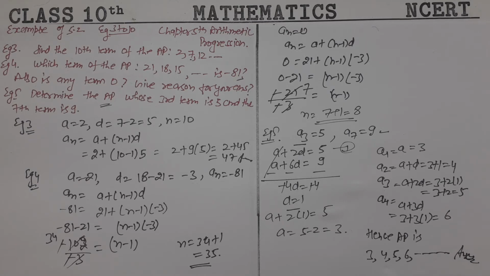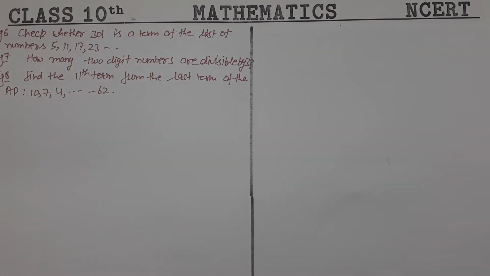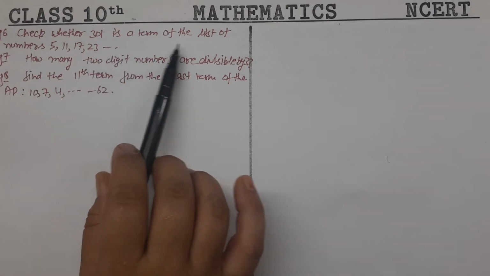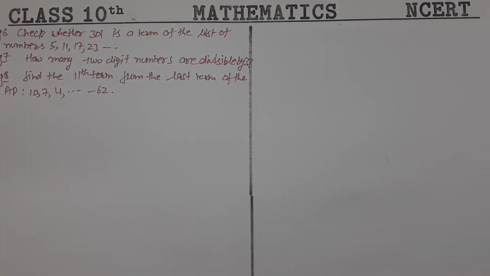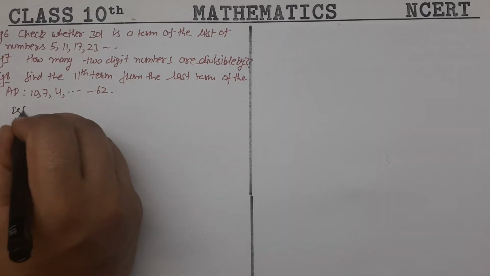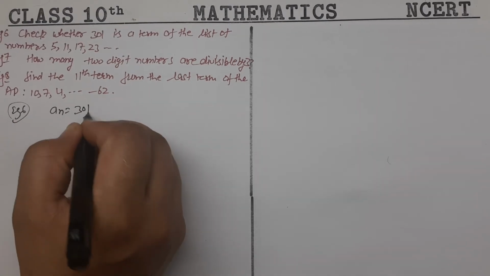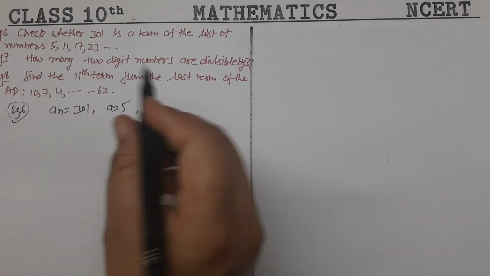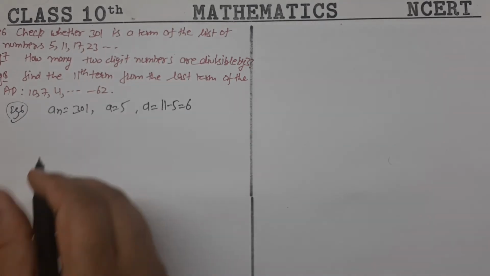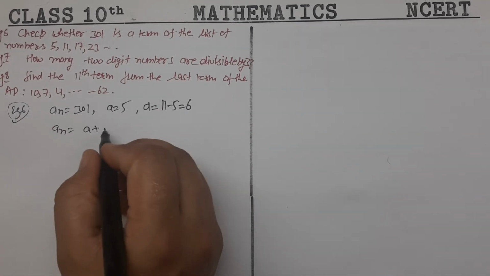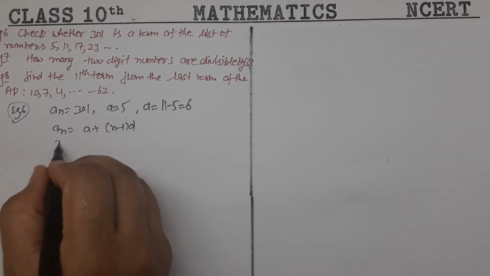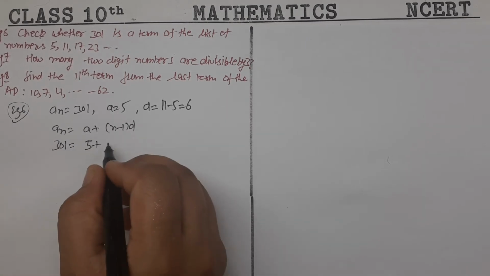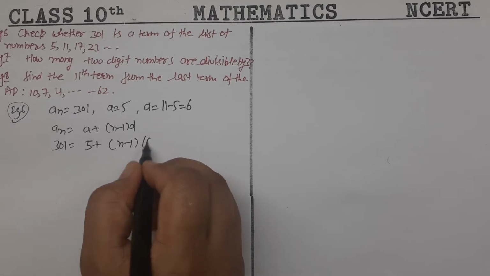Next is example number 6. Check whether 301 is a term of the list of numbers 5, 11, 17, 23. We know that N always comes as a whole number. Now we will check. Let me take AN as 301. A is 5. D is 11 minus 5, 6. Apply formula. AN is 301, A is 5, N minus 1, D is 6.